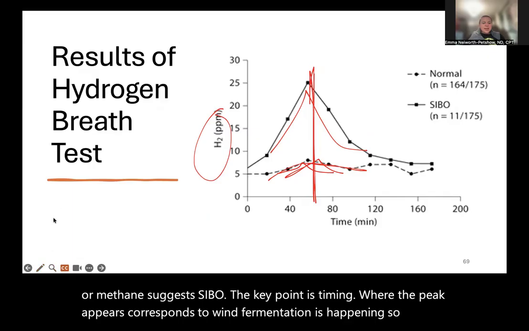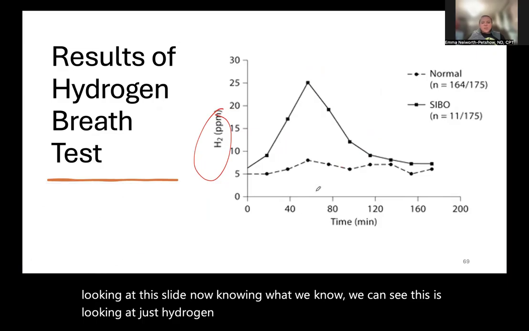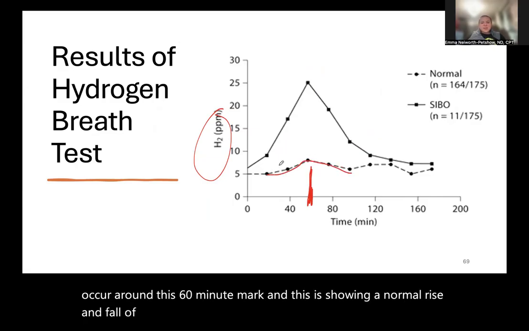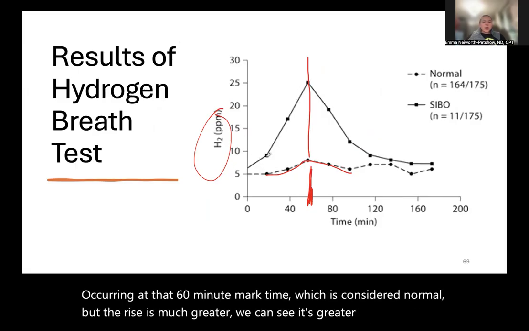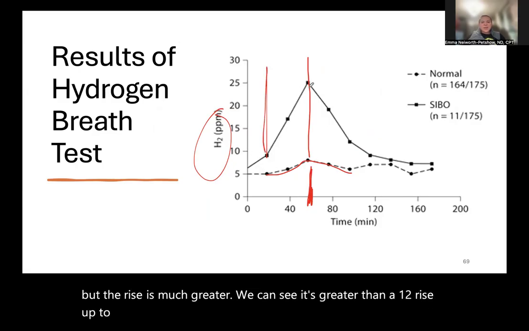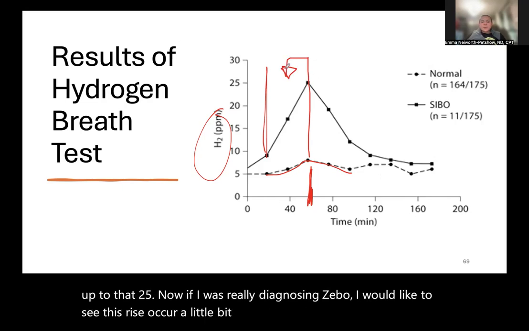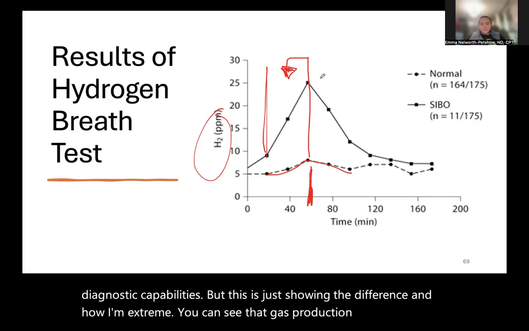So again, looking at this slide, now knowing what we know, we can see this is looking at just hydrogen, not methane. We would expect a rise to occur around this 60-minute mark, and this is showing a normal rise and fall of our hydrogen gas. This is showing a rise and fall occurring at that 60-minute mark, which is considered normal, but the rise is much greater. We can see it's greater than a 12 rise, up to that 25. Now, if I was really diagnosing SIBO, I would like to see this rise occur a little bit earlier for me to be very solid in my diagnostic capabilities. But this is just showing the difference and how extreme that gas production difference can be.